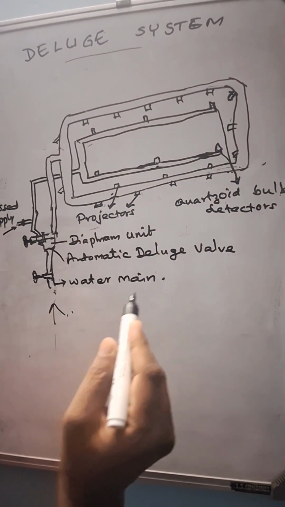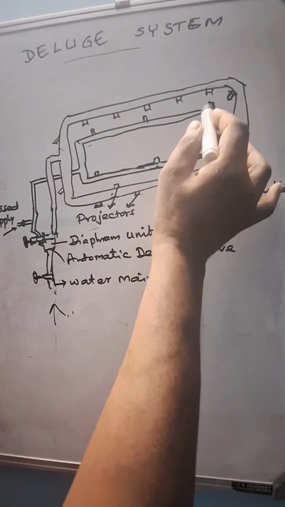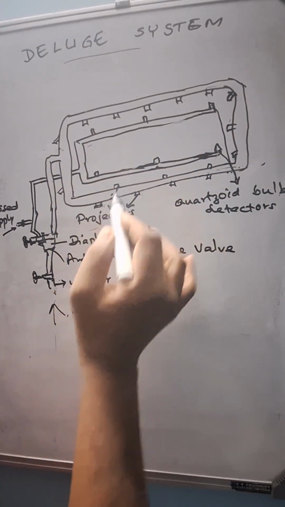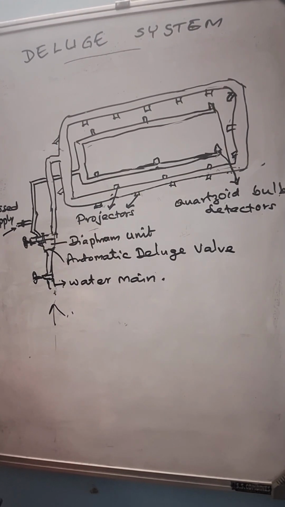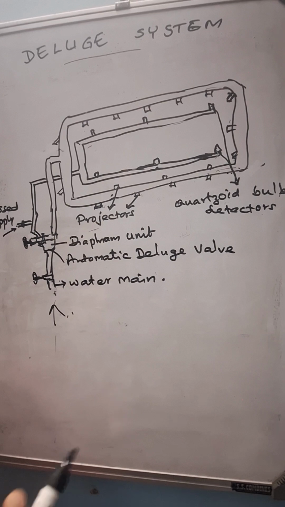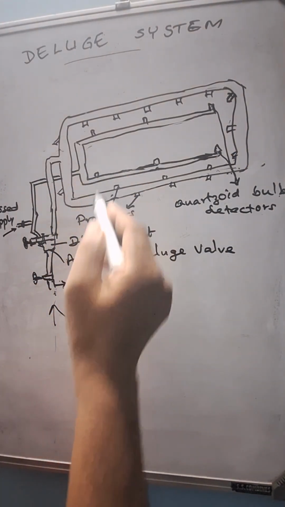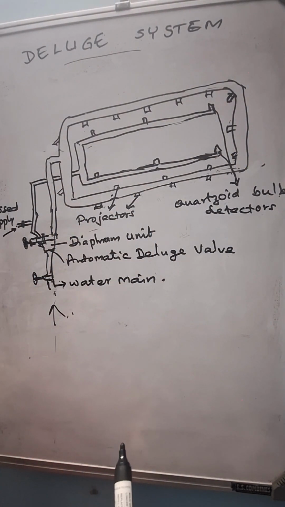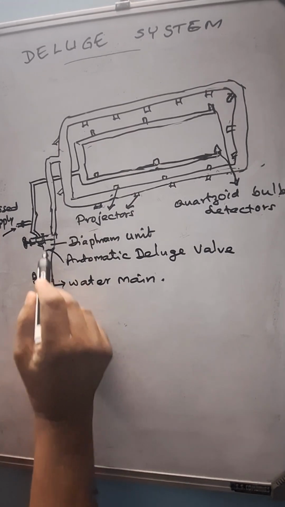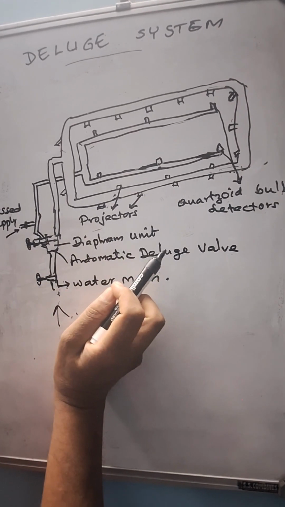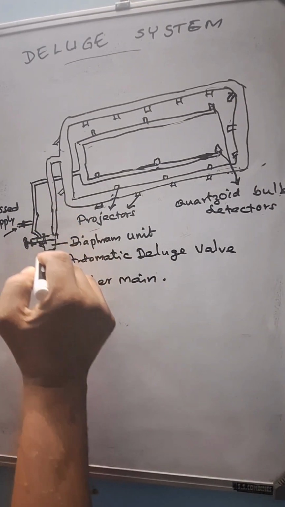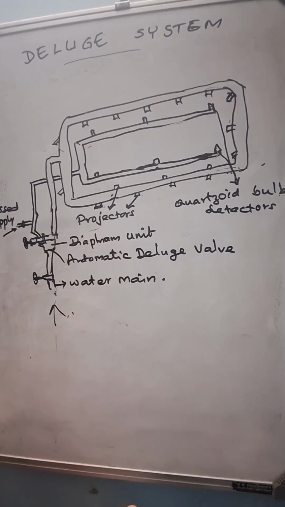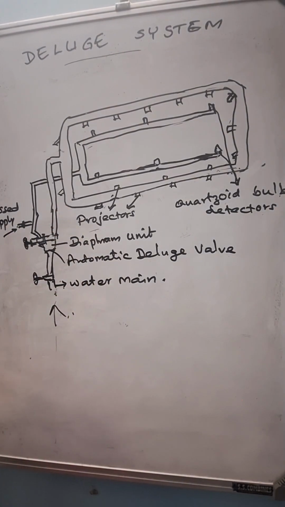Bulb detectors are mounted in an independent pipe network. It is so positioned that wherever a fire may start, at least one will operate and allow the compressed air in the pipe to escape. Compressed air will escape from this pipeline. This causes a rapid fall in pressure on the diaphragm in the automatic deluge valve. There is a diaphragm unit in the automatic deluge valve. The pressure will fall in the system, and water will go through this. The movement of the diaphragm causes the deluge valve to open, and water will discharge through the projectors.